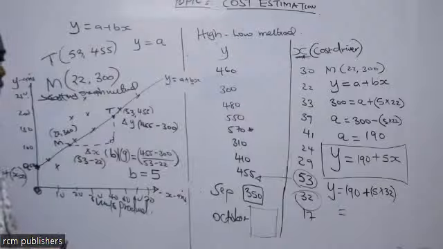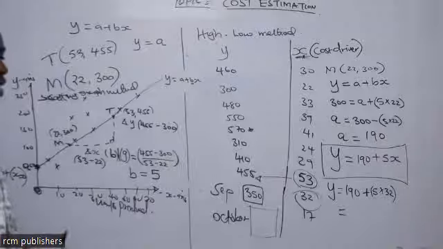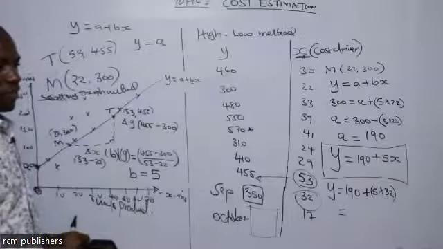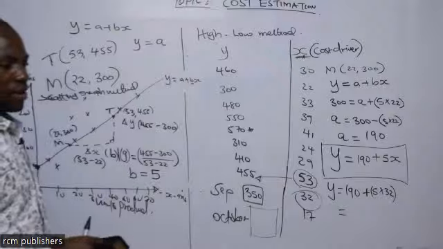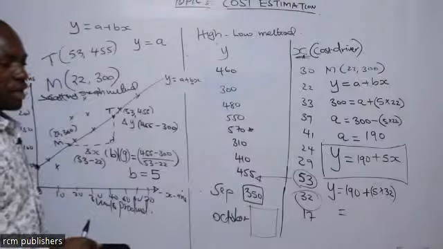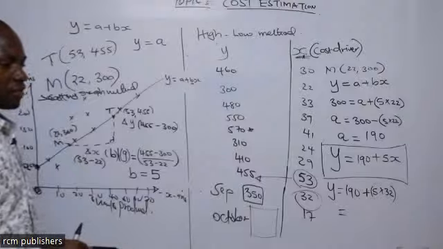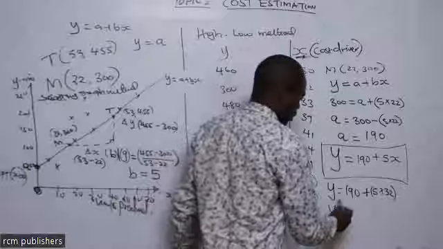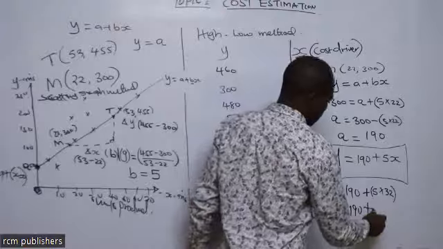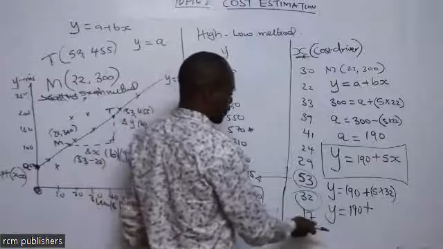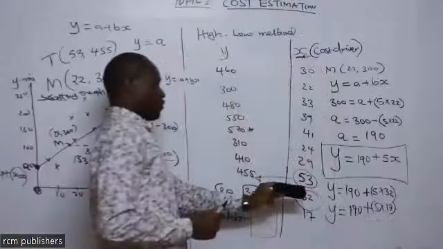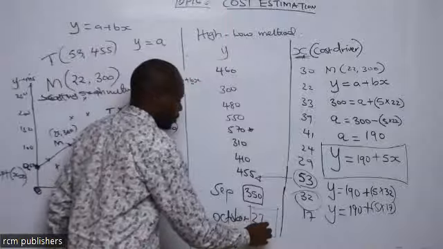275. I want to see at least 10 people confirming that they have been able to calculate and arrive at that 275. Yes, so they have simply taken y equal to 190 plus the units produced, which is 17, multiplied by the variable cost per unit. Then if you do all that working, you are going to get to 275.